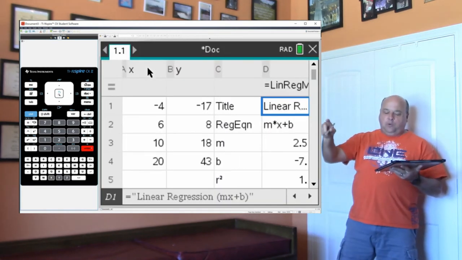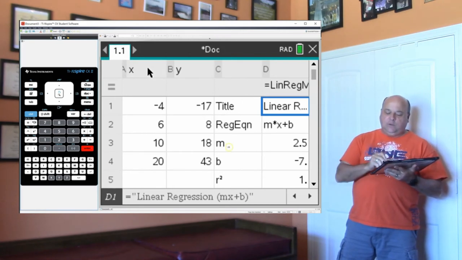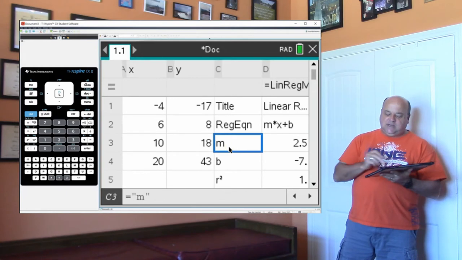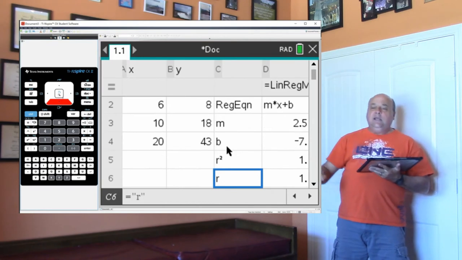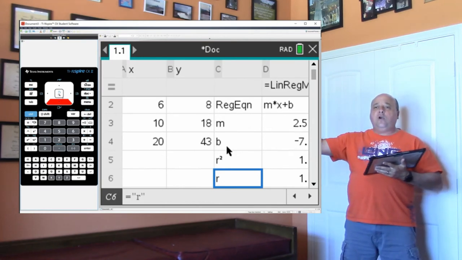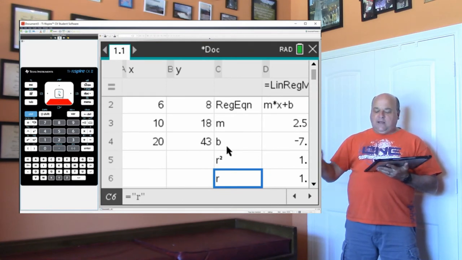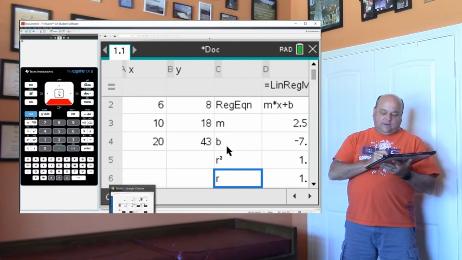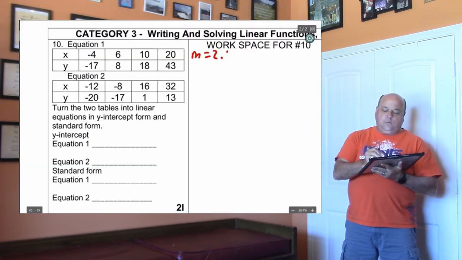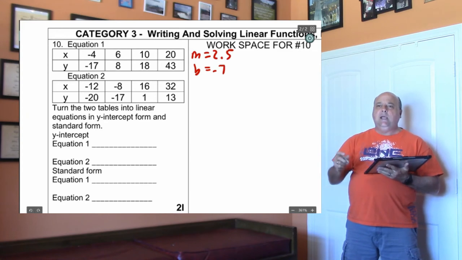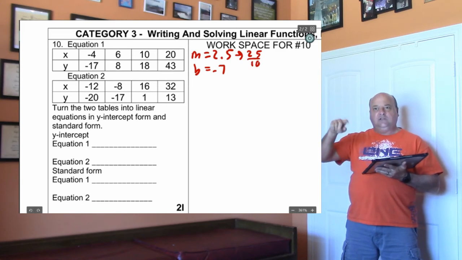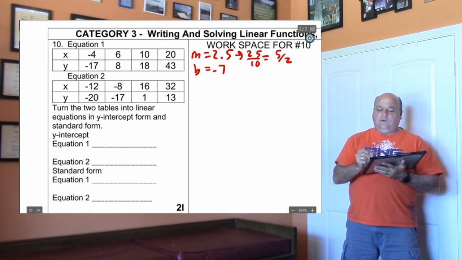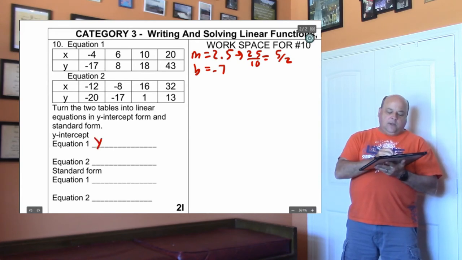Boom. My M is 2.5 and my B is -7. Does everyone see that? And remember, if we go down to R, the R is 1. Since R is 1, all of those dots are perfectly on the line, okay? That's why that table works. So I'm going to put M equals 2.5, B equals -7. Now then, to change 2.5 to a fraction, I'm going to put 25 over 10, and that's going to turn into 5 over 2. Okay, so my equation in slope intercept would be y equals 5 over 2x minus 7.